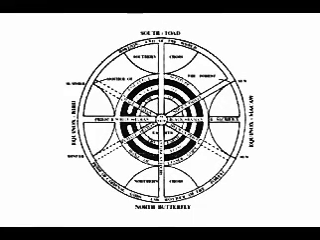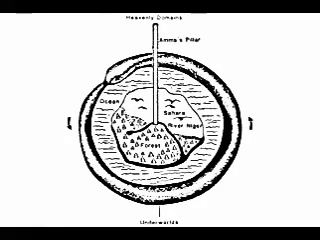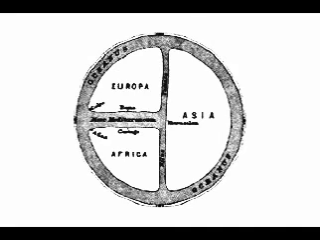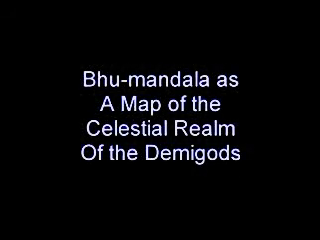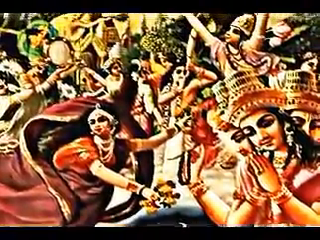This brings us back to our interpretation of Bhumandala, the circle of the earth, with the solar system. In India, it was traditional to identify the earth, or a localized part of the earth, with the heavens. We see the same thing in many traditions where the cosmic axis is identified with a mountain or cultural center. Bhumandala as a map of the celestial realm of the demigods. Bhumandala can also be understood as a map of the celestial realm of the demigods.